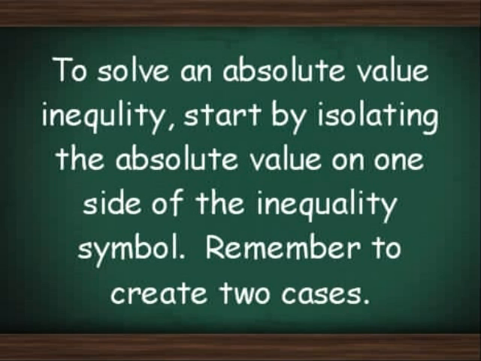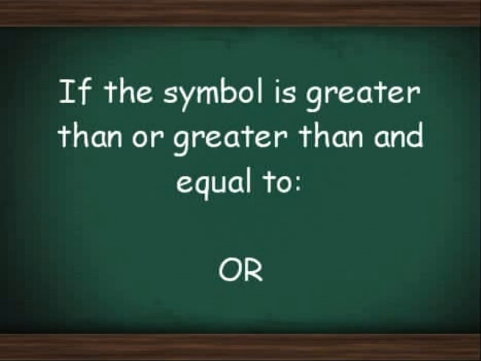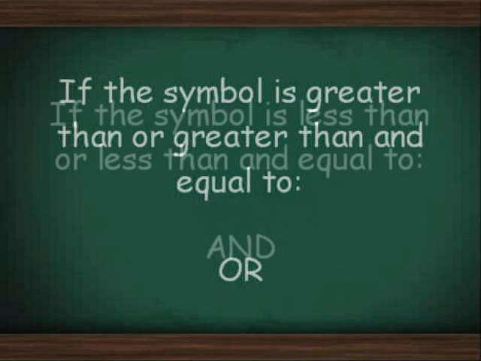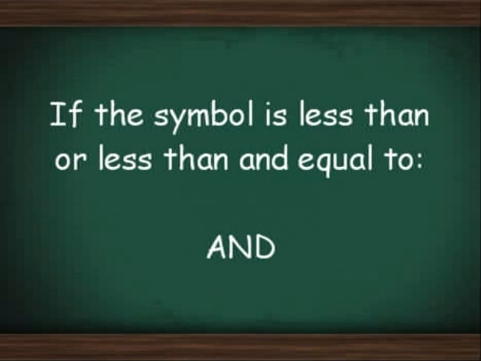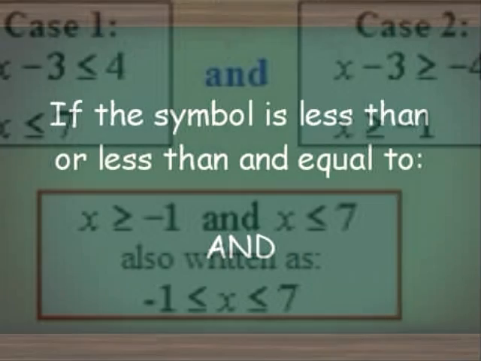To solve an absolute value inequality, start by isolating the absolute value on one side of the inequality symbol. Remember to create two cases. If the symbol is greater than or greater than and equal to, the answer will have the word or in it. If the symbol is less than or less than and equal to, the answer will have the word and.